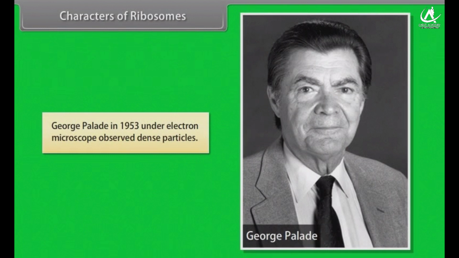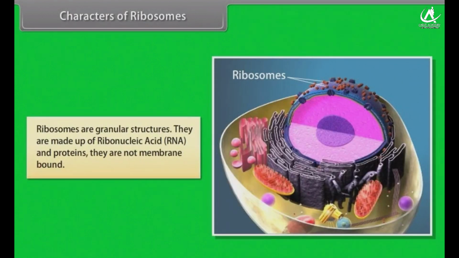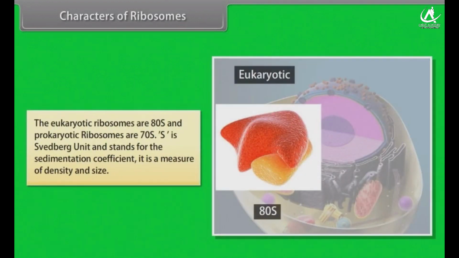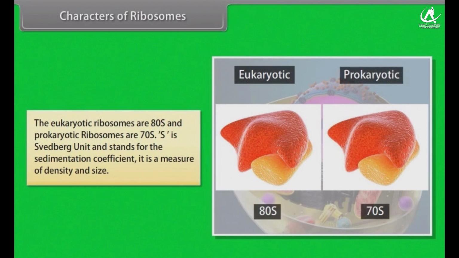Characters of ribosomes. George Palade in 1953 under electron microscope observed dense particles. Ribosomes are granular structure. Ribosomes are made of ribonucleic acid (RNA) and proteins. They are not membrane bound. The eukaryotic ribosomes are 80S and prokaryotic ribosomes are 70S. S is Svedberg unit and stands for the sedimentation coefficient. It is a measure of density and size.